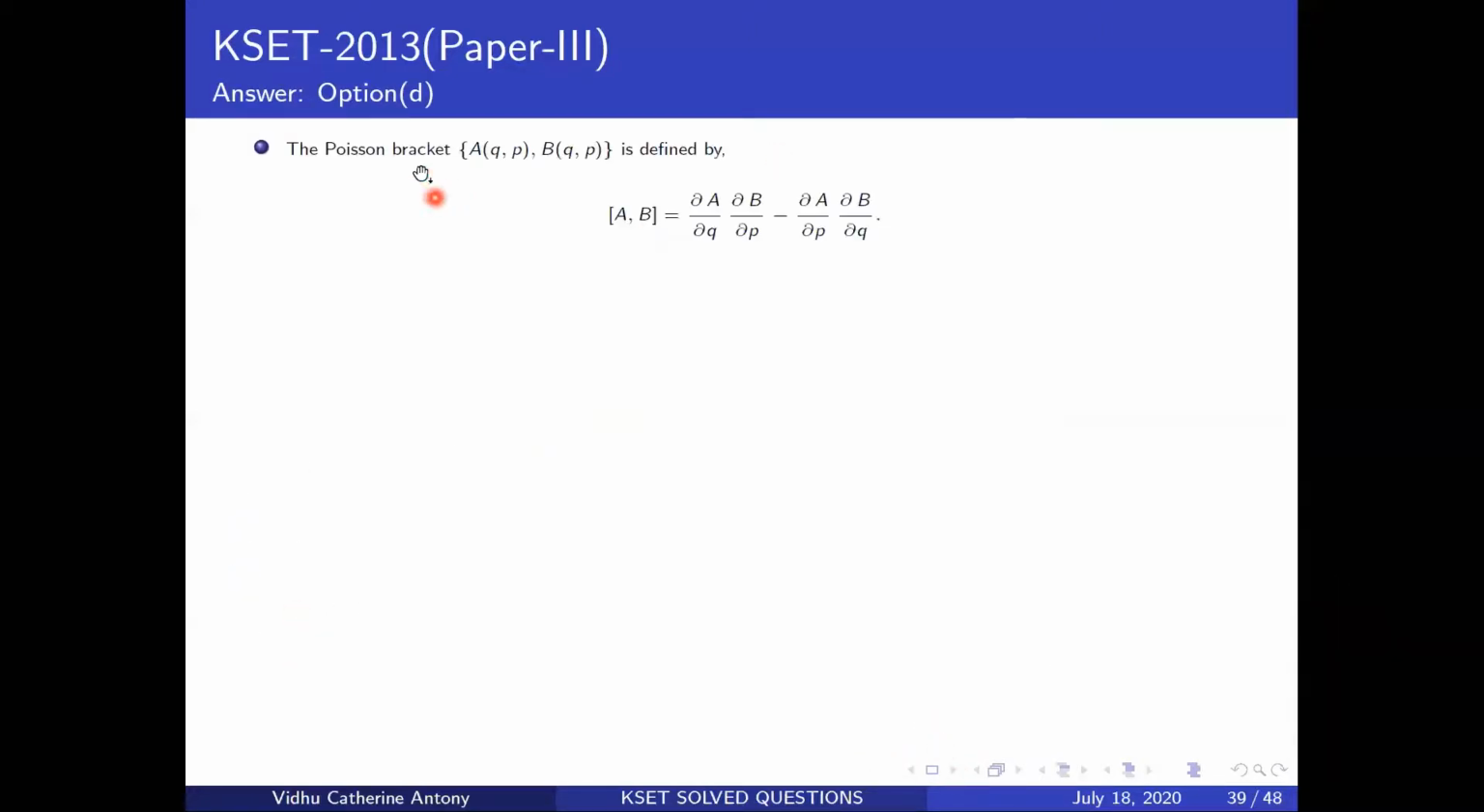This is the definition of your Poisson bracket. How do you define it? If you have a Poisson bracket of A and B, you have dou A by dou Q, dou B by dou P minus dou A by dou P, dou B by dou Q. Basically, write A and B on top first, and then you write QP and then shift it, PQ. So you have dou A by dou Q, dou B by dou P minus dou A divided by dou P and dou B by dou Q.